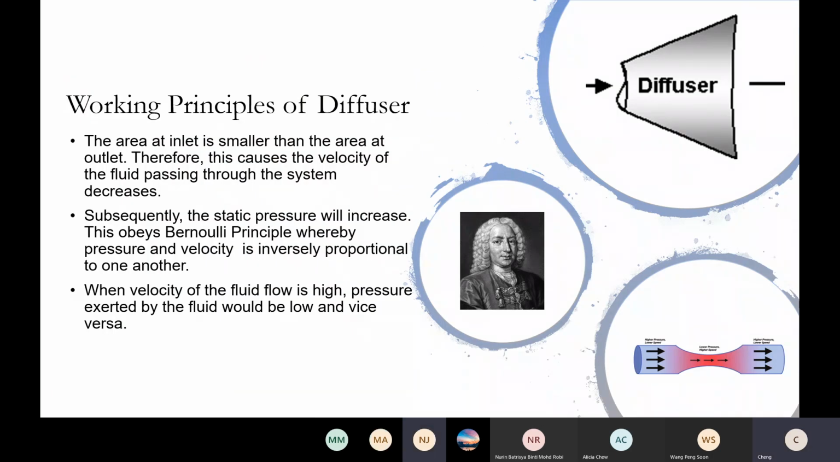Next is the working principle of the diffuser. The inlet cross-sectional area is smaller when compared to the outlet area. So when the area increases, the velocity decreases and subsequently the pressure increases. This statement obeys Bernoulli's principle, whereby when the velocity of the fluid flow is high, the pressure exerted by the fluid will be low, and vice versa.